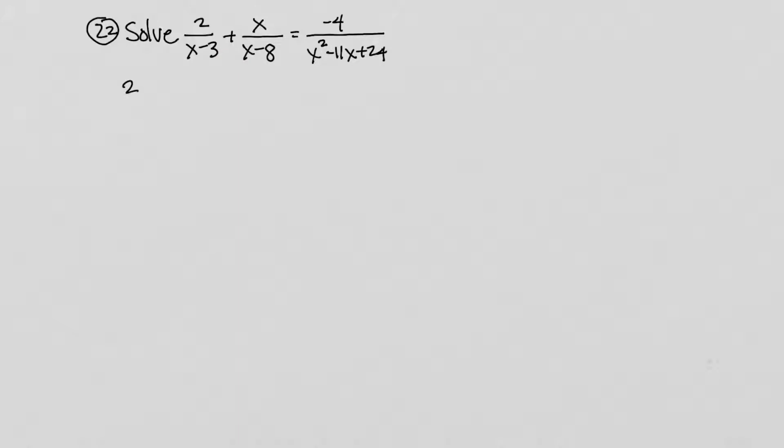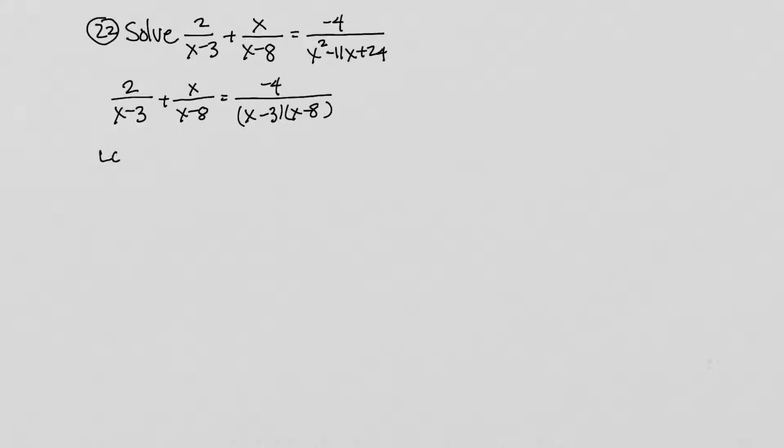So we're going to get 2 over x minus 3 plus x over x minus 8 equals negative 4 over, and sure enough, when we factor this denominator, we get x and x. How about 3 and 8, minus and minus?